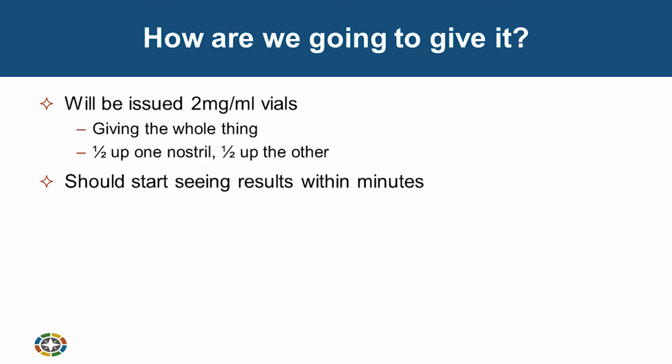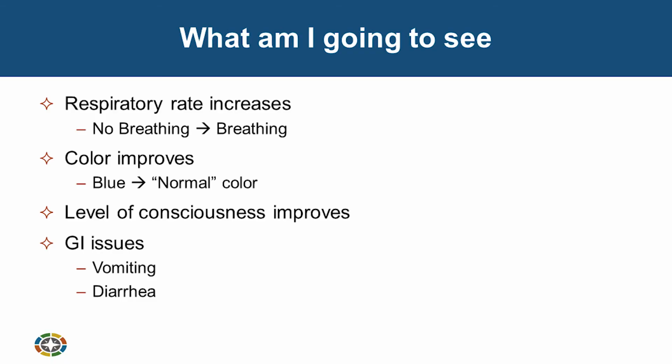What I recommend to people who are being prescribed Narcan, and the reason I tell you is because as opiate prescribers, you're encumbered by state law to know about how to prescribe Narcan, is to use the whole vial, half up one nostril, half up the other, and you start seeing results within minutes. So you go from not breathing to breathing, blue to normal, level of consciousness improves, and somebody might be nauseous and have diarrhea.